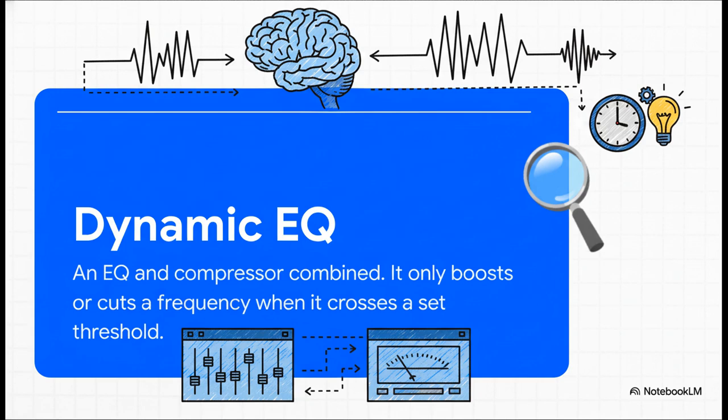Well, the easiest way to think about it is like an EQ with a brain. Instead of making a cut that's just always there, a dynamic cut only happens when it needs to. It's this perfect marriage between an equalizer and a compressor, and it gives you this incredible, automated, intelligent control over your sound.